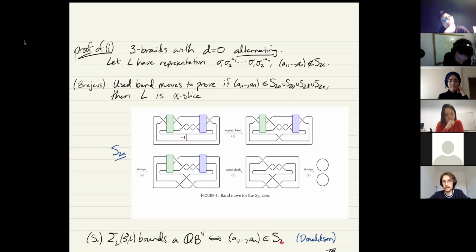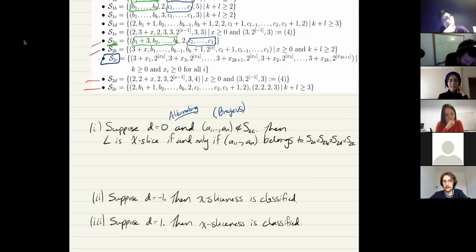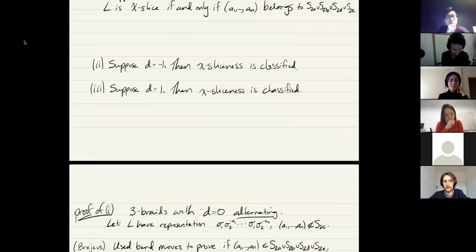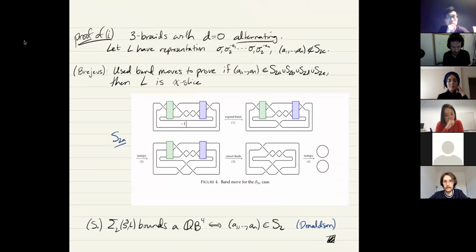Okay, I didn't say what S2 is. S2 is going to be the union of all of these, like S2A, 2B, 2C, 2D, 2E. So this bounds a rational ball if and only if these exponents belong to that set. And the way I do it, to prove that they bound rational balls, I just construct them using Kirby calculus. To obstruct the rest from bounding rational balls, I use Donaldson diagonalization and lattice analysis to get through that.